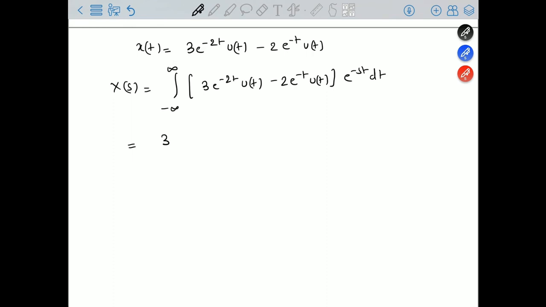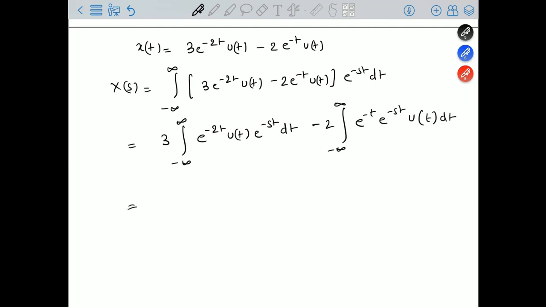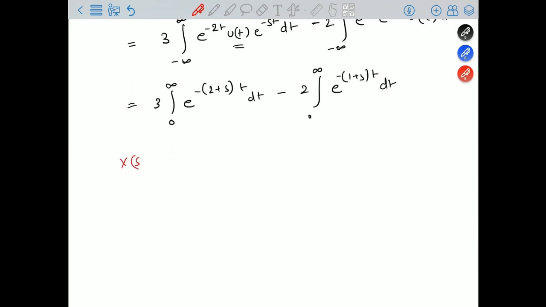Now we'll split this integration into two parts. The first function is e^(-2t) u(t) e^(-st) dt. The other part is minus 2 times the integral from minus infinity to infinity of e^(-t) e^(-st) u(t) dt. This can be represented as 3 times the integral from 0 to infinity, because of the u(t) factor, of e^(-(2+s)t) dt, and minus 2 times the integral from 0 to infinity of e^(-(1+s)t) dt. So what will be the final outcome? The integration is solved as 3 over s plus 2 minus 2 over s plus 1. This is the expression for the Laplace transform.